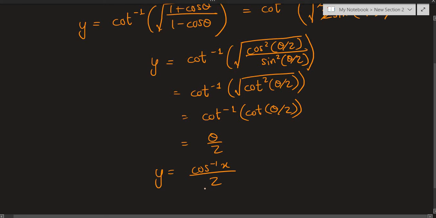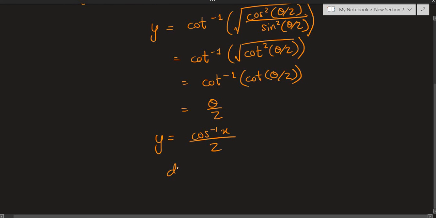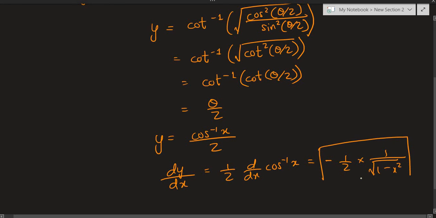Now let's differentiate both sides with respect to x, because we simply have a cosine inverse of x, which is way easier to differentiate than the complicated square root that we started with initially. So differentiating both sides with respect to x gives us dy by dx is equal to, half is taken outside, the derivative of inverse cosine, so that's going to be negative 1 over 2 as it is times 1 over the square root of 1 minus x squared. It's basically the derivative of the inverse sine but with a negative sign. So that's really elegant.